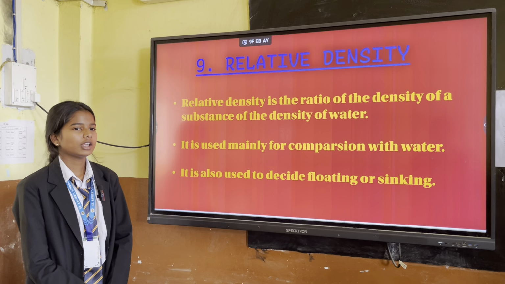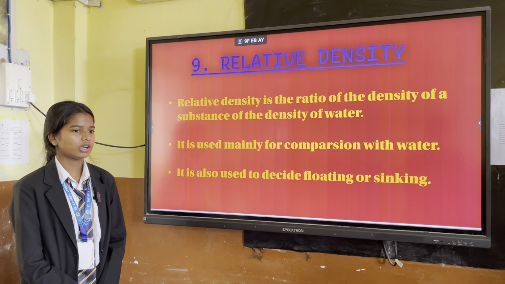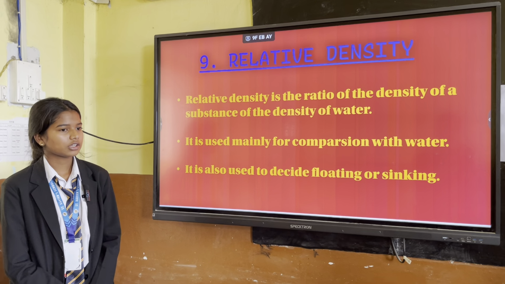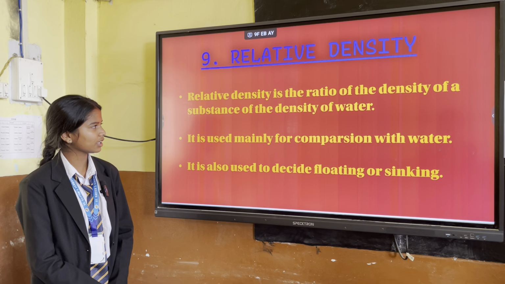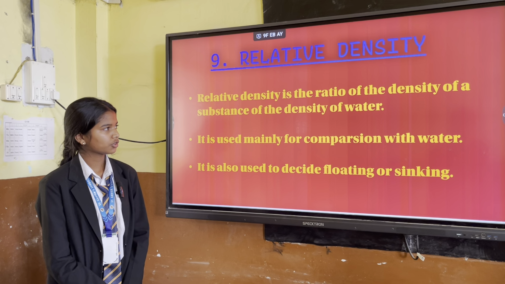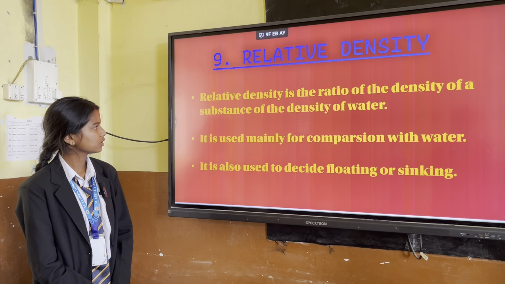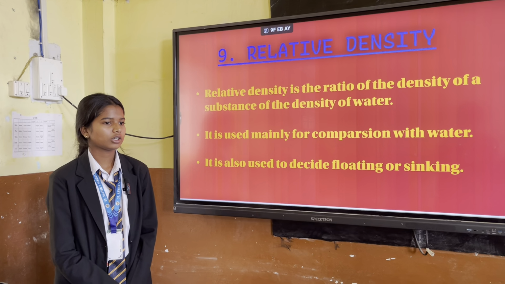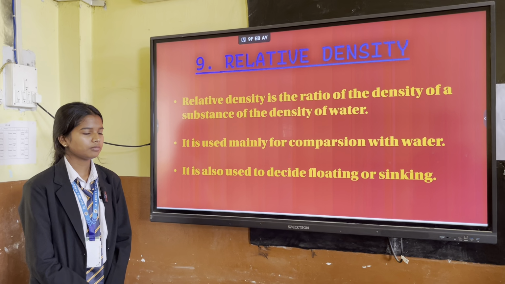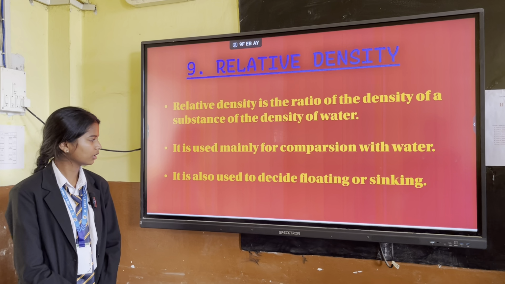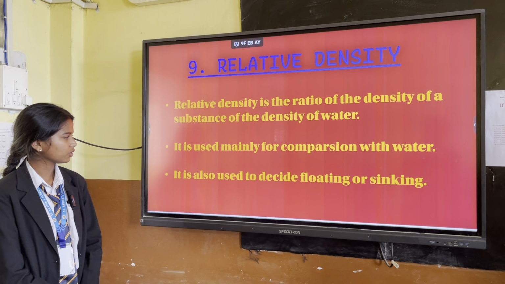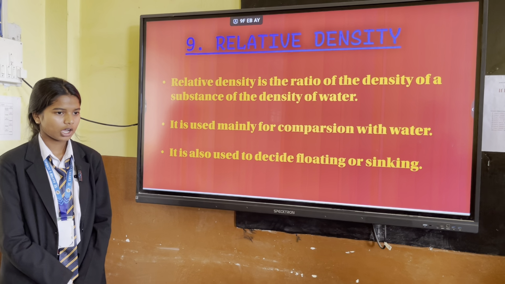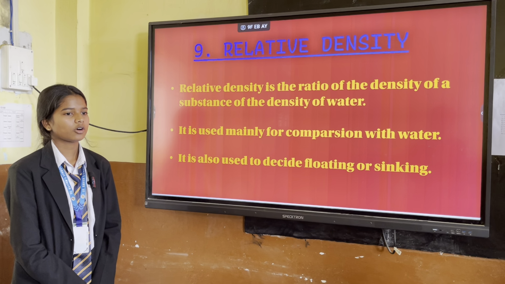Relative density. Relative density means how heavy or light an object is compared to water. It is the ratio of the density of a substance to the density of water. It is used mainly for comparison with water. We compare everything with water because water is taken as a standard. It is also used to decide floating or sinking. Relative density tells us how heavy or light an object is.